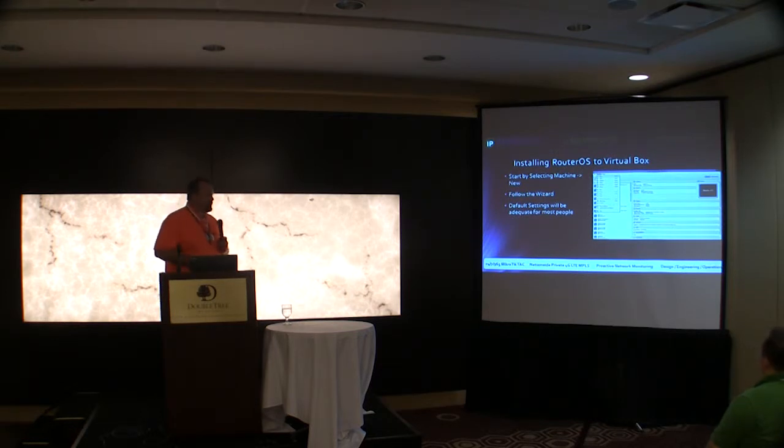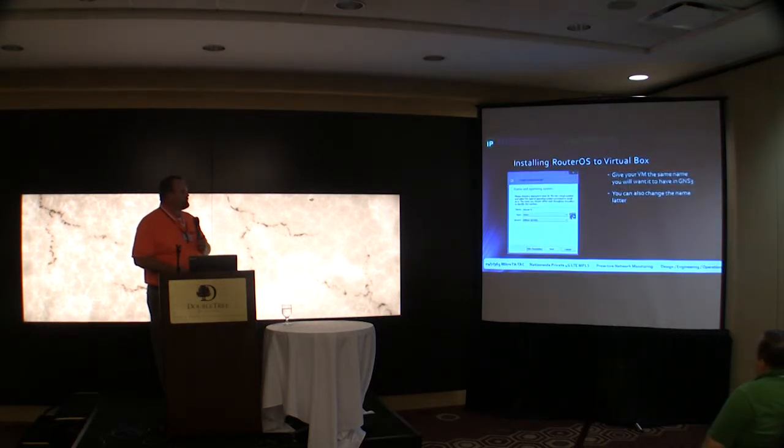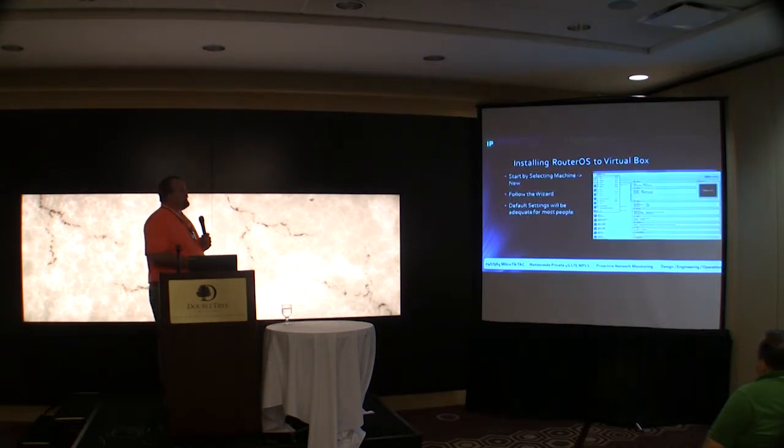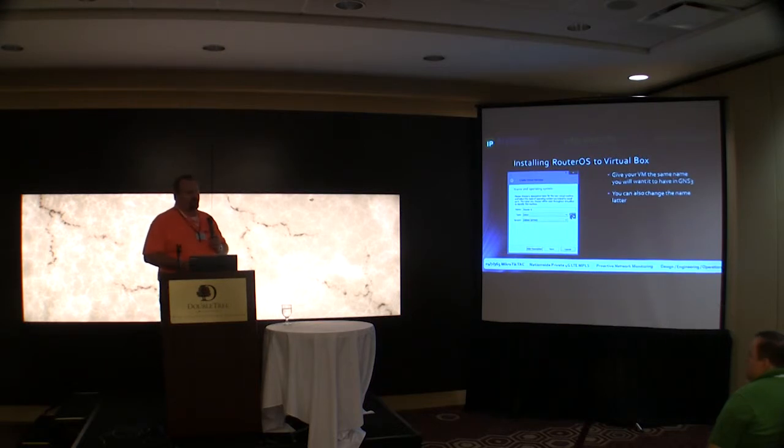Installing the Router OS is very easy. I'm just going to walk through it. There are a few things I want to point out in the wizard, but basically we're going to follow the wizard. The default settings will get you there. To install the virtual machine, we go up to Machine and click New, and that's going to bring us to our wizard. The first thing it's going to ask us for is the name, the type, and the version, which, since Router OS is based on Debian, is what I always choose.